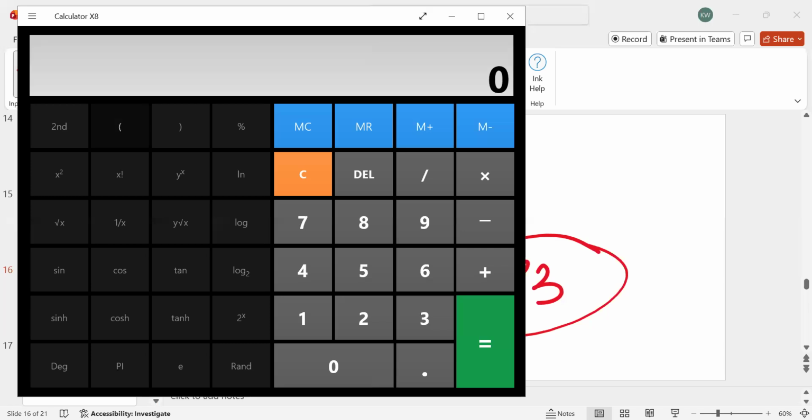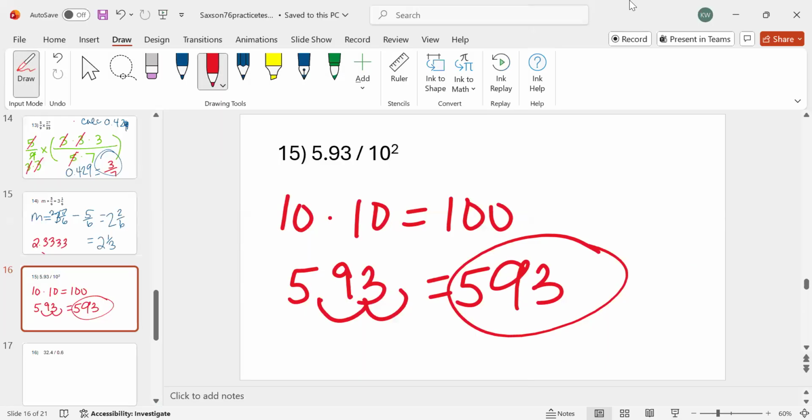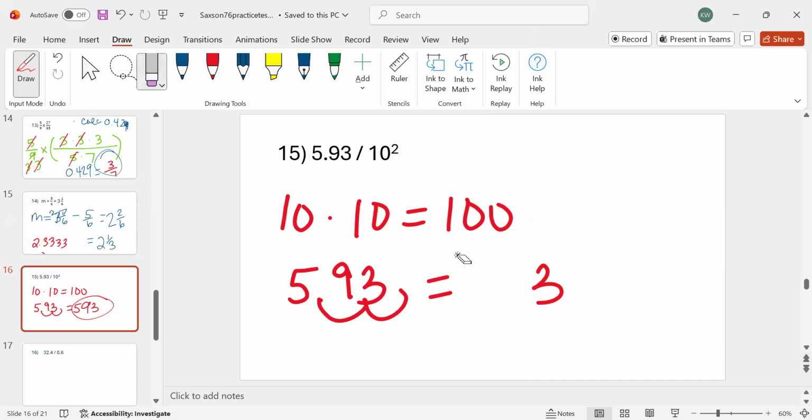Okay, we can also double check that with our calculator. Let's do 5.93 divided by, was it divided by? Sorry, did I do this wrong? Oh, I didn't multiply by 100. I divided by 100. I needed to go the other direction. See, sometimes you gotta pay more careful attention. Sorry, let me get rid of that.